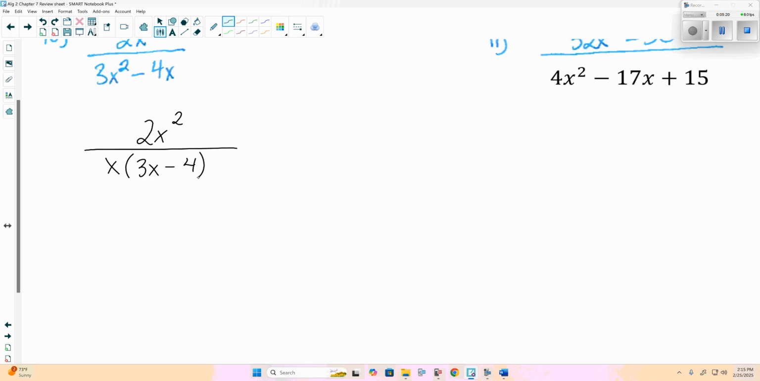Now what's left inside the parentheses is 3x minus 4. There is no other greatest common factor, nothing in common with 3x and 4. And the degree is 1. The biggest exponent attached to the variable is 1, so that is actually simple. Now we just need to see if there's something in common on top and bottom. The x outside. And we can simplify 1x on top and bottom. On top, the 2x squared is going to become 2x. On bottom, the x will simplify out, leaving us with our 3x minus 4.